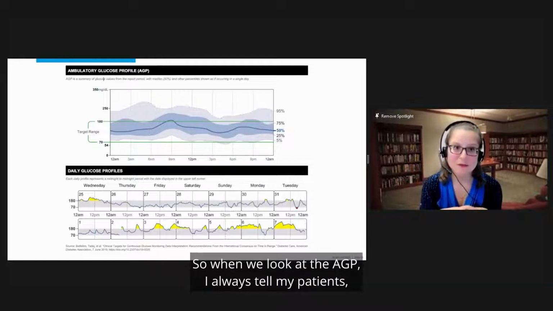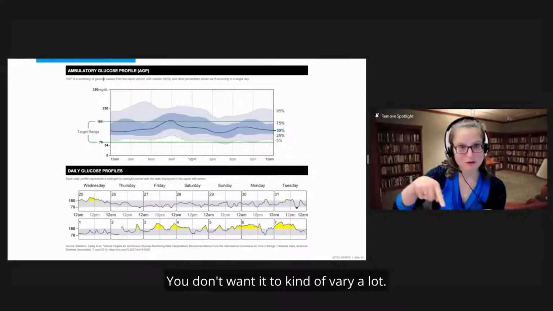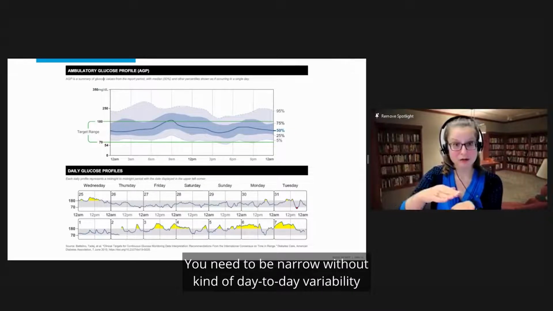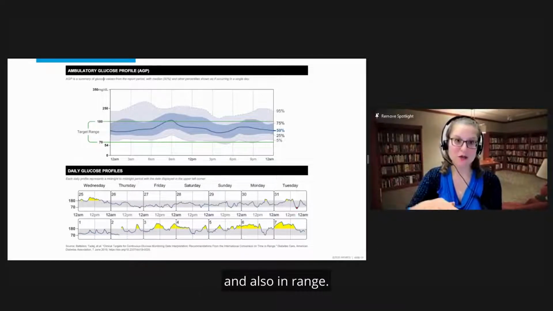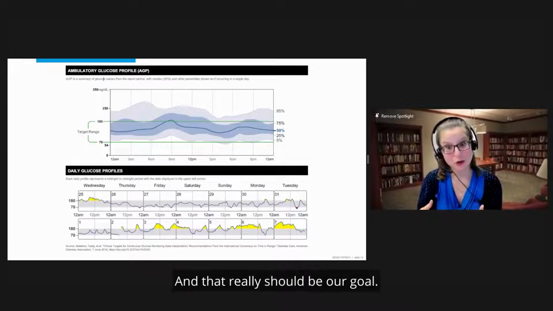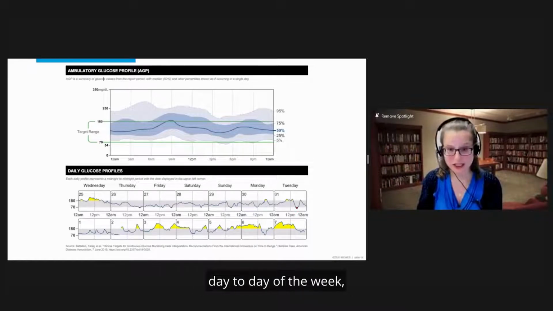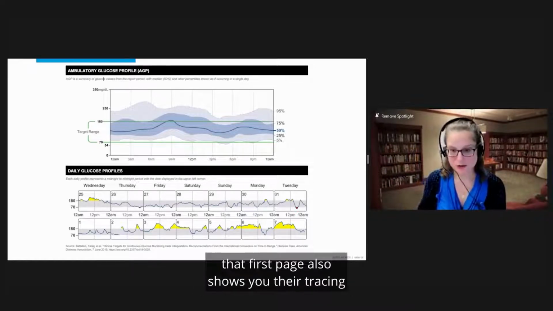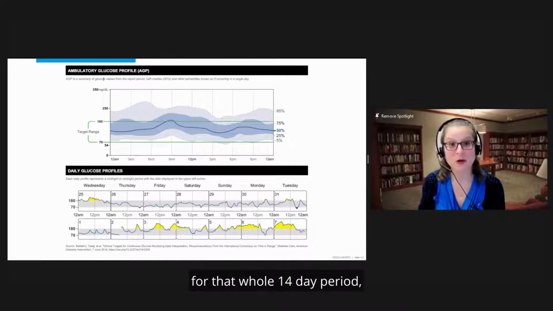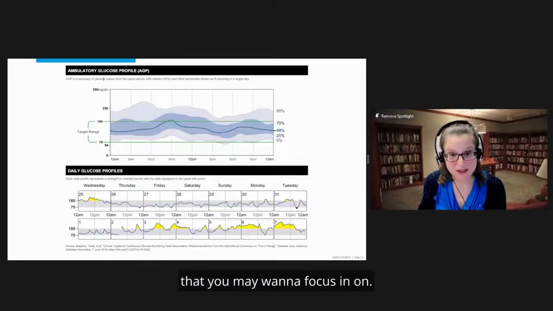So when we look at the AGP, I always tell my patients, you need it to be flat. You don't want it to vary a lot. You need to be narrow without day-to-day variability, and also in range. So flat, narrow, and in range. And that really should be our goal. And then if patients have different schedules day-to-day of the week, that first page also shows you their tracing for that whole 14-day period, so that you can easily see any outliers that you may want to focus in on.